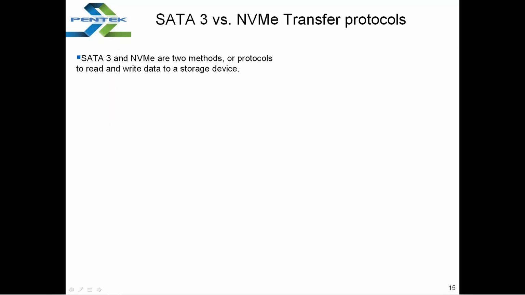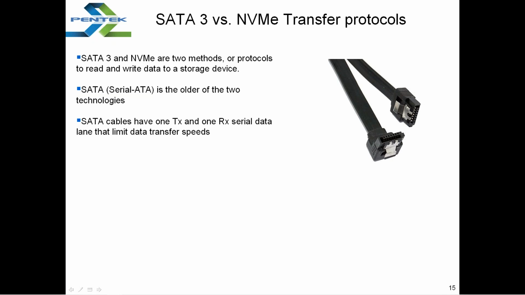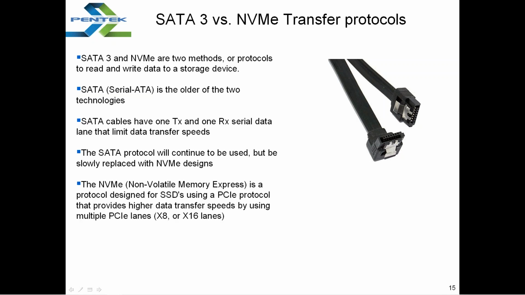So, SATA 3 versus NVMe transfer protocols. SATA 3 and NVMe are two methods or protocols to read and write data to a storage device. SATA, or Serial ATA, is the older of the two technologies. The SATA cables have one transmit and one receive serial data lane. That's what limits the data transfer speed, or the maximum speeds, and you see that cable pictured to the right. The SATA protocol will continue to be used, but will slowly be replaced over time with NVMe designs.